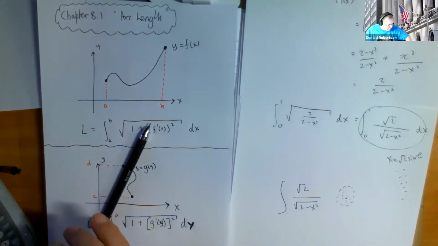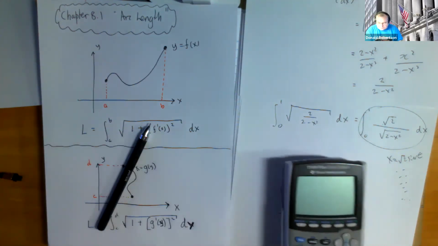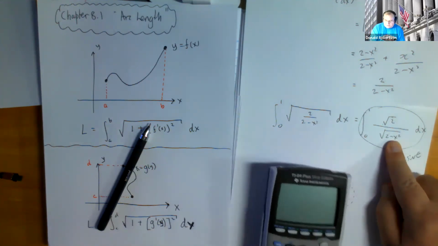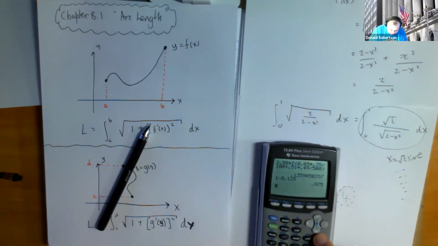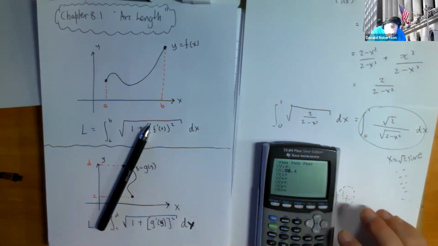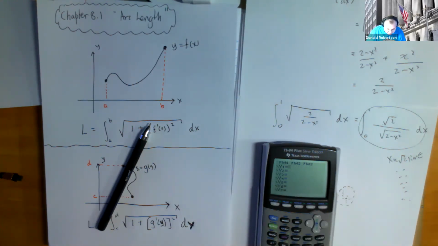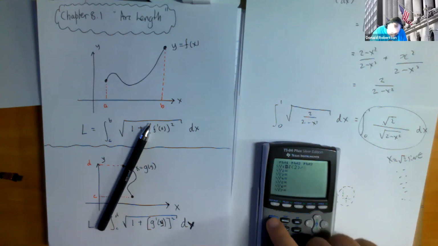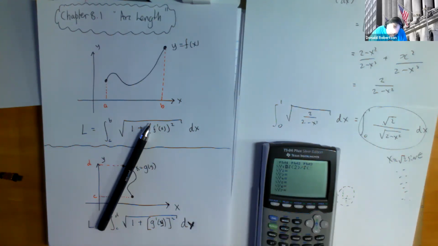Now, I did say that I'd return to this question, so let's do that. I still like to know what the answer to this darn thing is. So some of you may have a much nicer way of doing this than me. My calculator's kind of old, so you may be able to find a better way than this. I'm just going to type in the square root of 2 divided by the square root of 2 take away x squared.